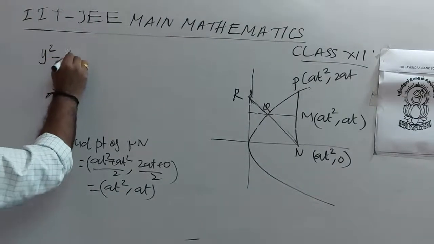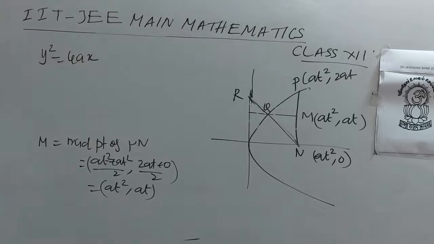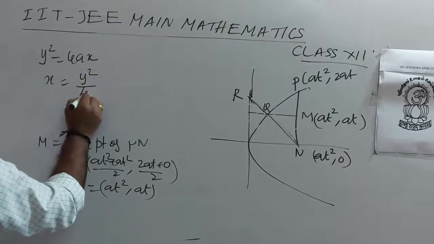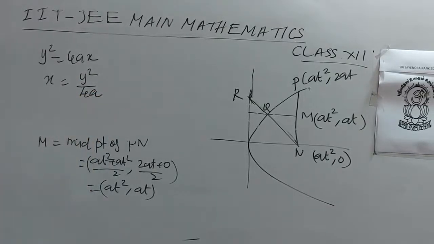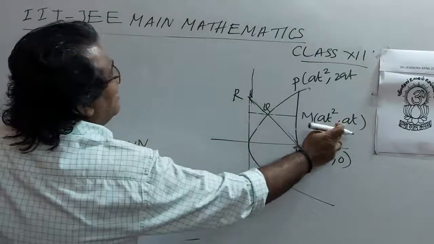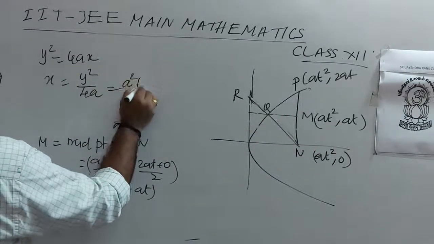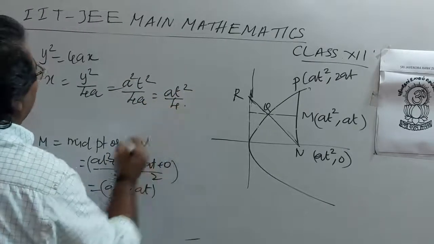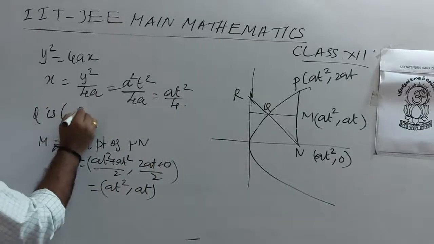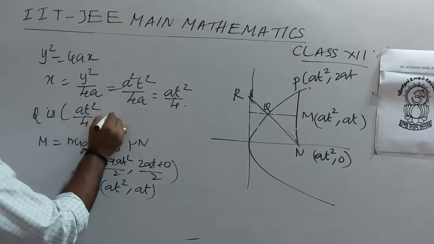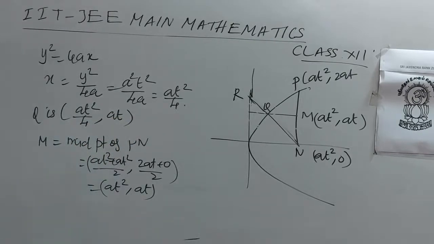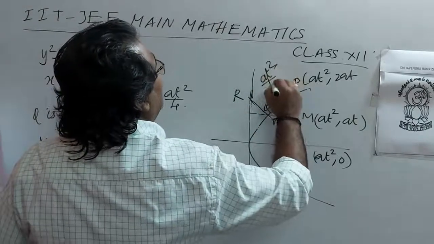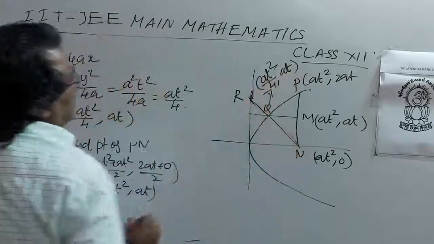So y squared equal to 4ax, x equal to y squared by 4a. For Q, y value is at. A squared t squared by 4a. So at squared by 4. Q is at squared by 4, at.